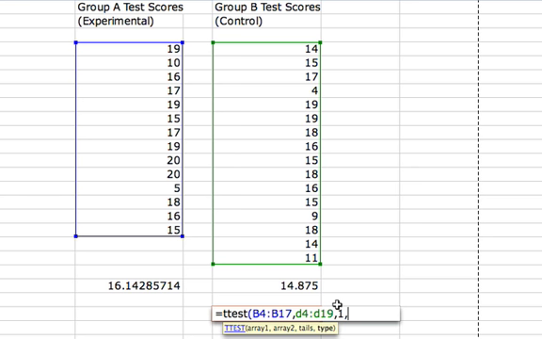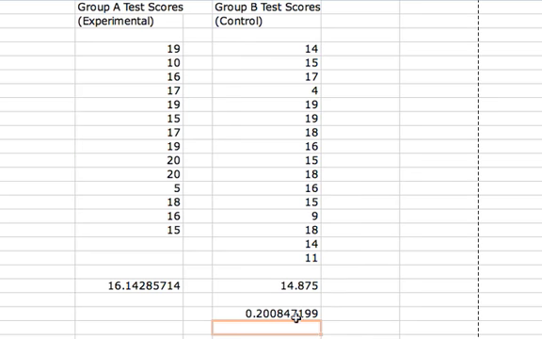And then the type is the type of t-test, and there are a bunch of different types that we'll talk about later, but just for now I'm going to put in a 2 in here. And we get a value of 0.20 back. Now what this means is that there's a 20% chance that the differences that we have here are just due to randomness. And they have nothing at all to do with differences that are associated with the experimental intervention.